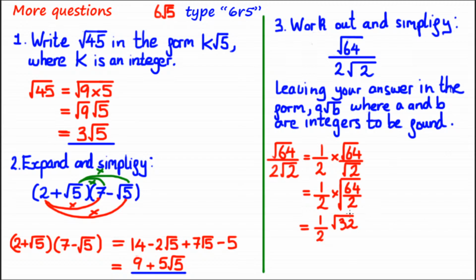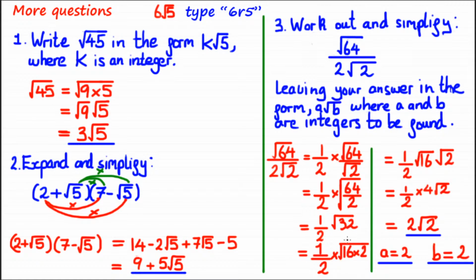Okay, so simplifying the numerator here, this square root 32, we rewrite it as a product of its square factors. As you can see, I've intentionally chosen 16 and 2 because the square root of 16 is equal to 4. It's a perfect square number. And that's going to give us, splitting these up, a half times 4 multiplied by square root of 2. Okay, 4 times a half is the same thing as 4 divided by 2, which is equal to 2 root 2. So the answer is A is equal to 2 and B is equal to 2.